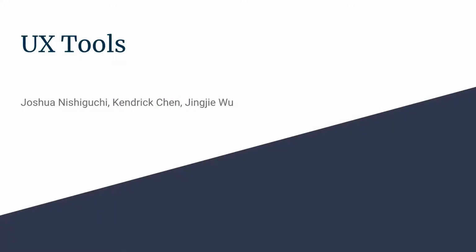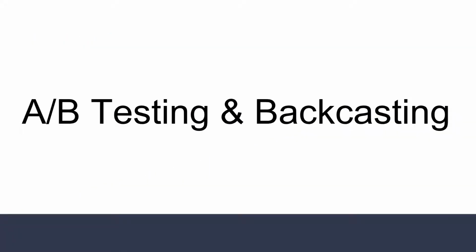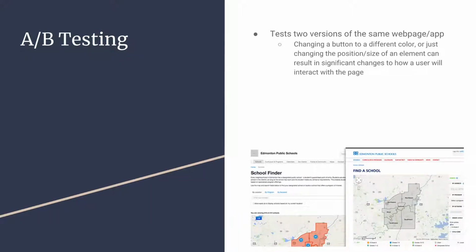I'll be presenting for Group 8 and we'll be talking about A-B testing and backcasting. A-B testing is a method that can be used to test two UI designs on a live website. It can be as simple as just changing a button's color or the size and position of an element, or as large as adding and modifying a bunch of new elements. Even the smallest change can drastically affect how a user will respond and interact with an interface.